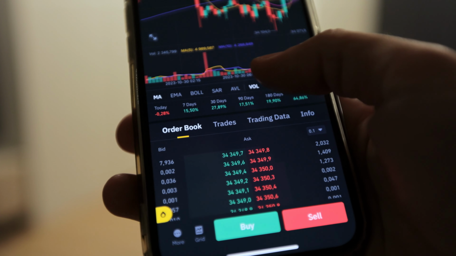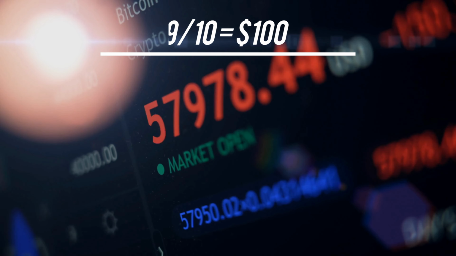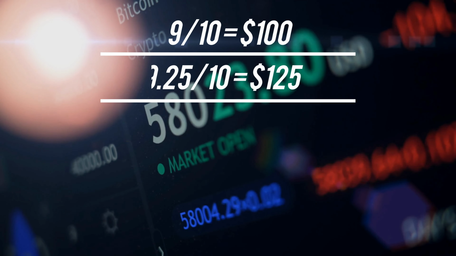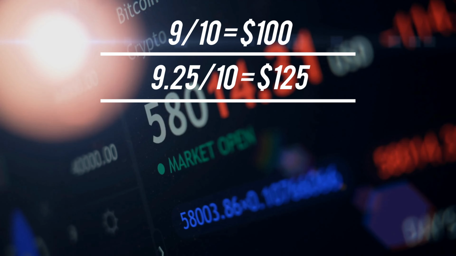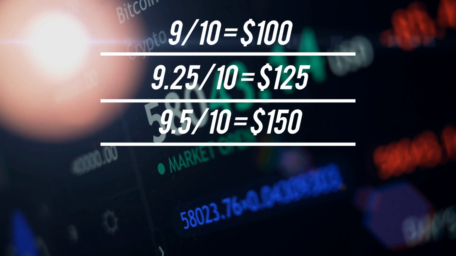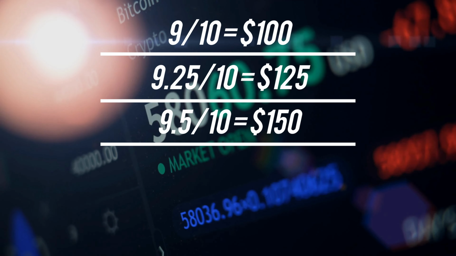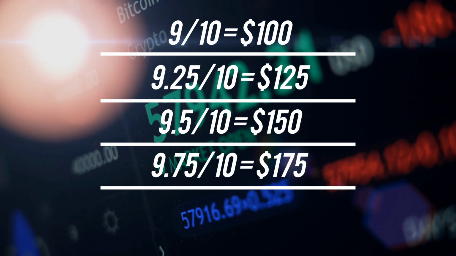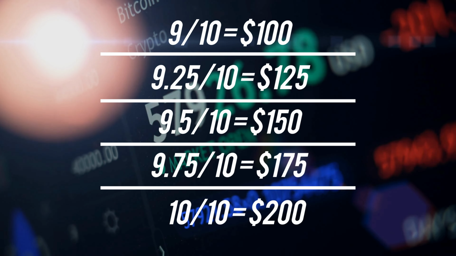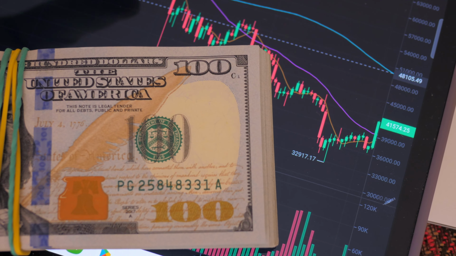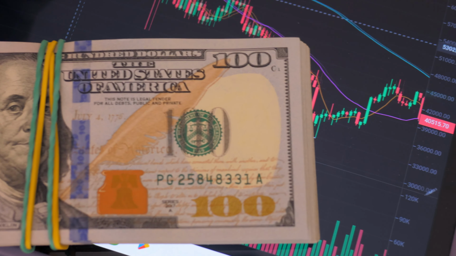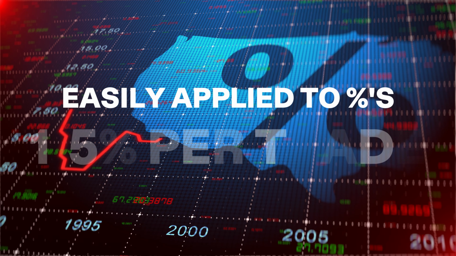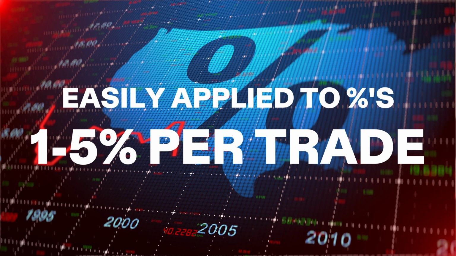This is what it would look like in practice. A 9 out of 10 scoring trade would mean $100 risk. A 9.25 out of 10 would be $125, a 9.5 out of 10, $150, 9.75 out of 10, $175, and a 10 out of 10 being $200. This is an example of variable risk within dollar amounts, but could easily be applied to the percentage side of things by applying between 1 to 5% per trade.